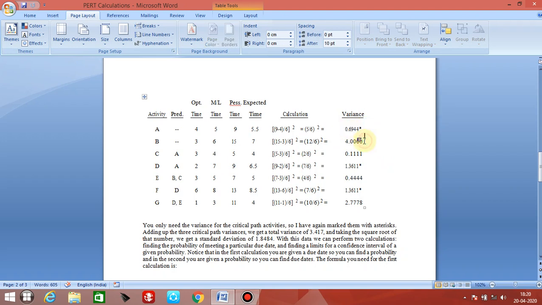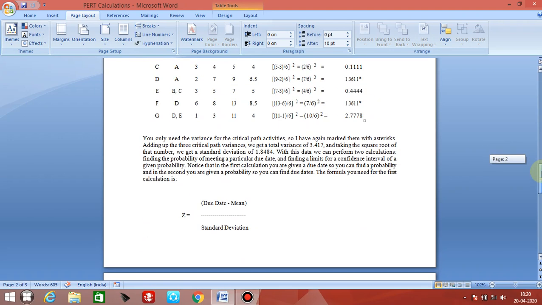So we have marked them by asterisks. All these 3 variances are the variances of the critical path. Now if you add all these variances of the critical path, then you will get 3.417. And if you want to find the standard deviation, you have to take the square root of this 3.417. Then what are we getting? 1.8484. That is the standard deviation.